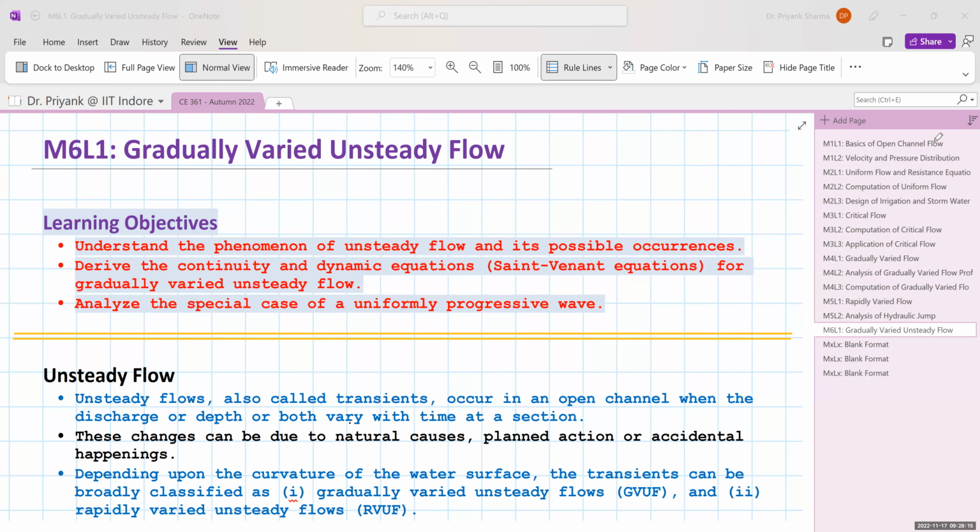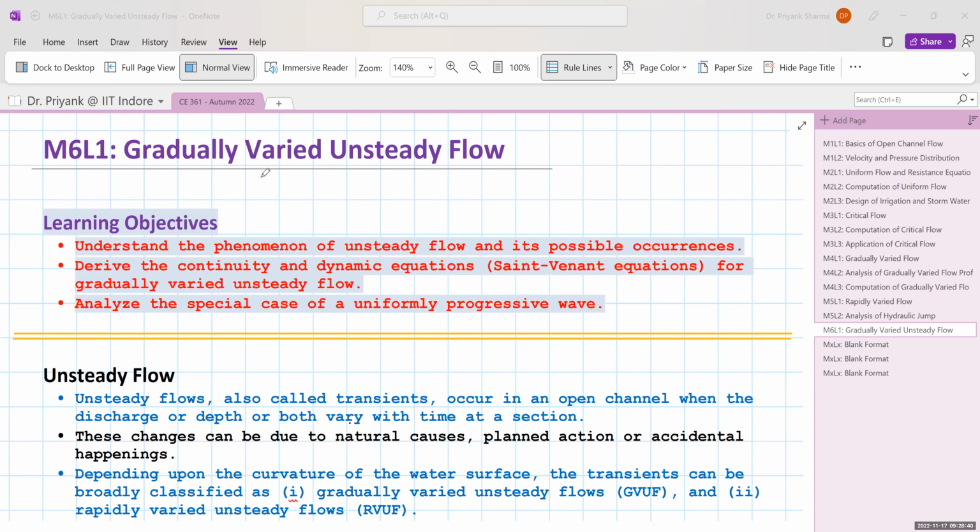To begin with, our learning objectives will be to analyze the phenomena of unsteady flow and its possible occurrences, where we can find unsteady flow. Then we'll derive the governing equations for the gradually varied unsteady flow, and then we'll analyze a very special case of a uniformly progressive wave. So that is what our learning objectives are.